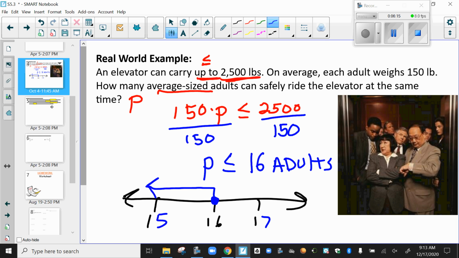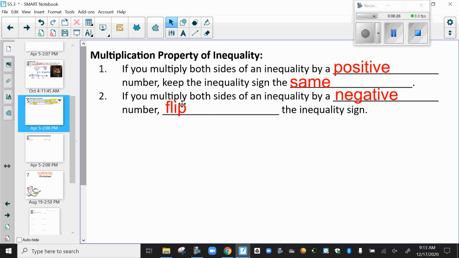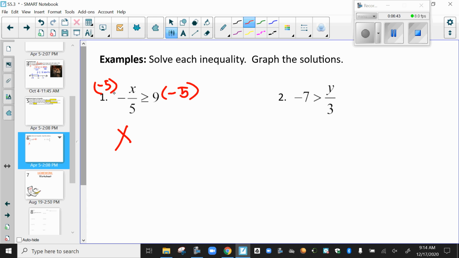Next page. Multiplication property of inequality means we can multiply both sides by a positive and keep our sign the same. If we multiply both sides by a negative, we're going to flip our sign just like last time. Same rules, right? So it's going to look like this. Here's our first one. I have x divided by negative 5 is greater than or equal to 9. I'm going to multiply by negative 5. And that's going to leave me x on this side. It was the negative I multiplied by, so I'm going to flip my sign from greater than or equal to, to less than or equal to. 9 times negative 5 is negative 45.